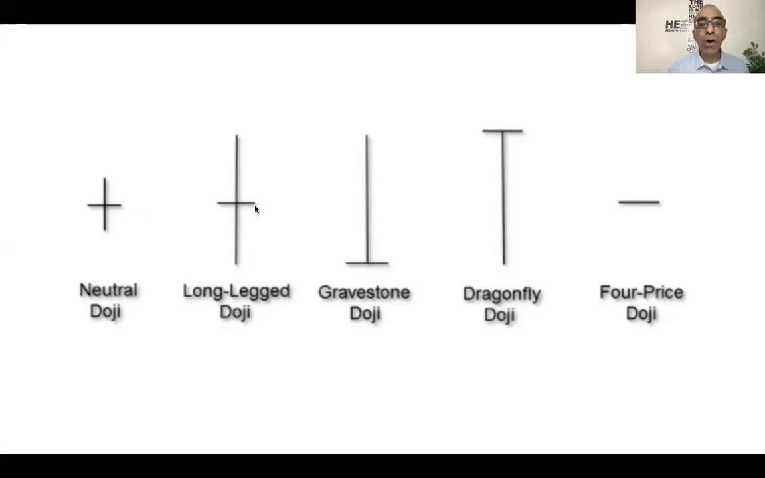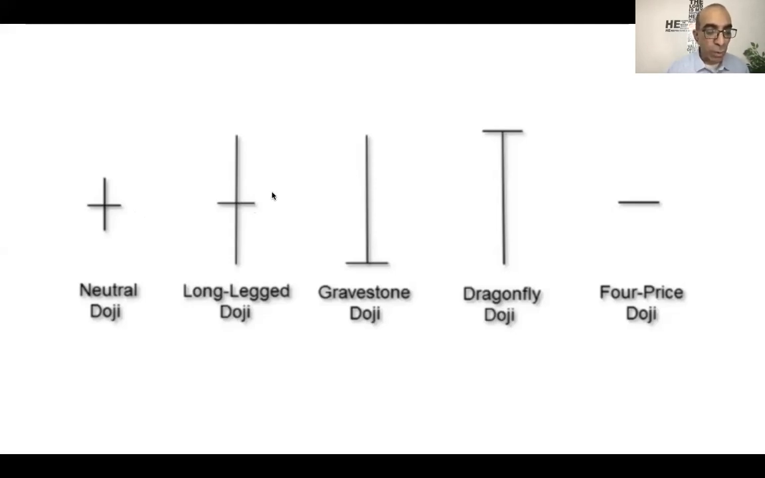Now, this one, long-legged doji. Same story here, but a little bit different. The range is a bit wider. The opening and the closing was also at the same level, but the only difference is a longer, higher range.